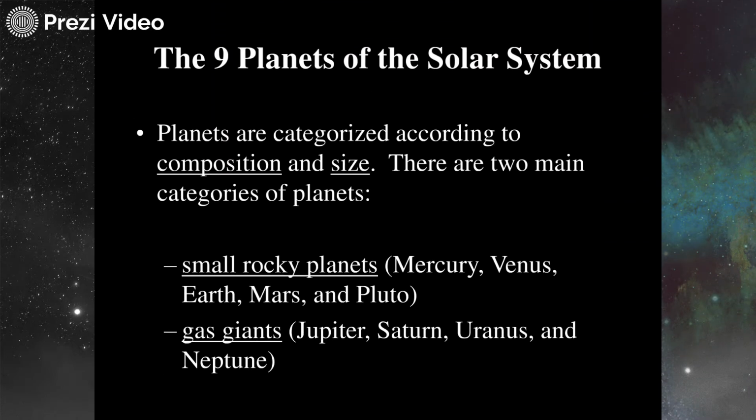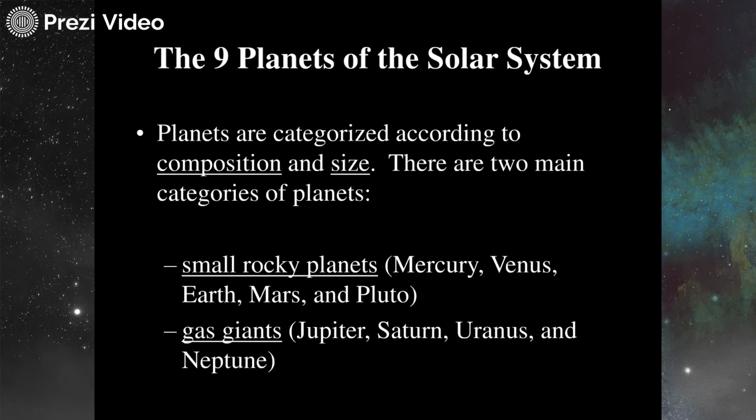The 9 planets of the solar system. Planets are categorized according to their composition and size. And there are two main categories of planets. And here again, we can see why Pluto doesn't quite fit with the other planets, because all the inner planets are small rocky planets. That's Mercury, Venus, Earth, Mars are all small rocky planets. Pluto is also a small rocky planet. However, it would be in the outer area where all the other outer planets are all gas giants.